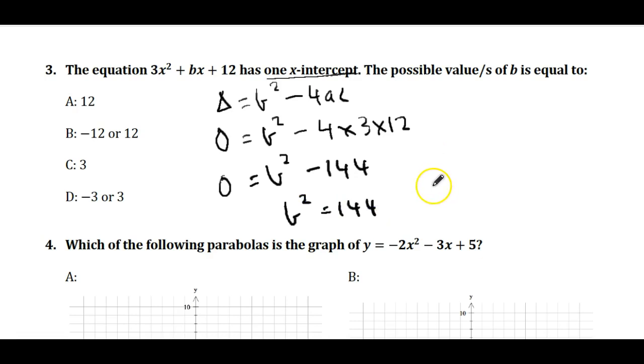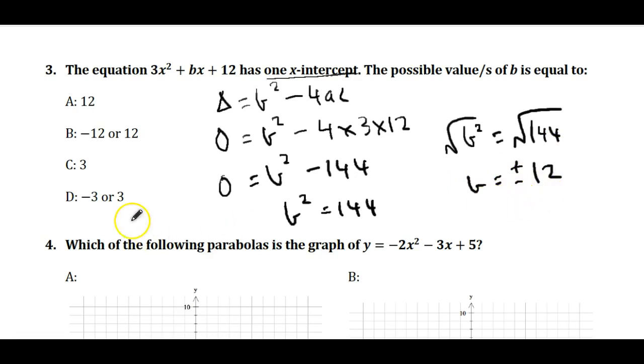When we take the square root of b squared, we must also take the square root of 144. And therefore we have plus or minus 12 as a solution. So your answer there is B. Quite a tricky question. You'll notice a lot of these questions are quite tricky, but understanding how the discriminant relates is key. If you had two x-intercepts, the discriminant has to be greater than 0, and if there were no x-intercepts, it would have to be less than 0.